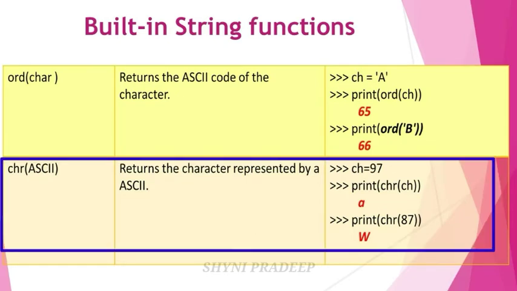And next, chr, character of ASCII. Here it returns the character represented by an ASCII code. If you give any ASCII code, it will return the character of that ASCII code. If you give 97, it will print the character of that ASCII code, that is lowercase a. Next, if you give 87, uppercase W will be printed on the output screen. So this is about built-in string functions.